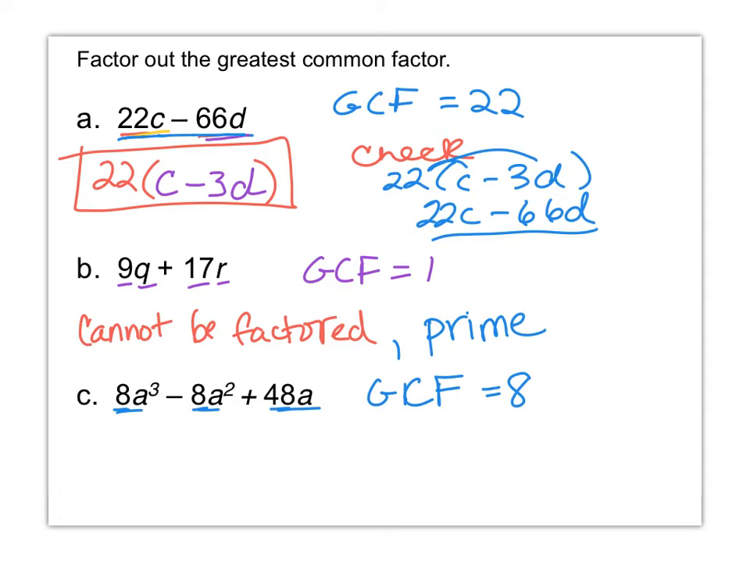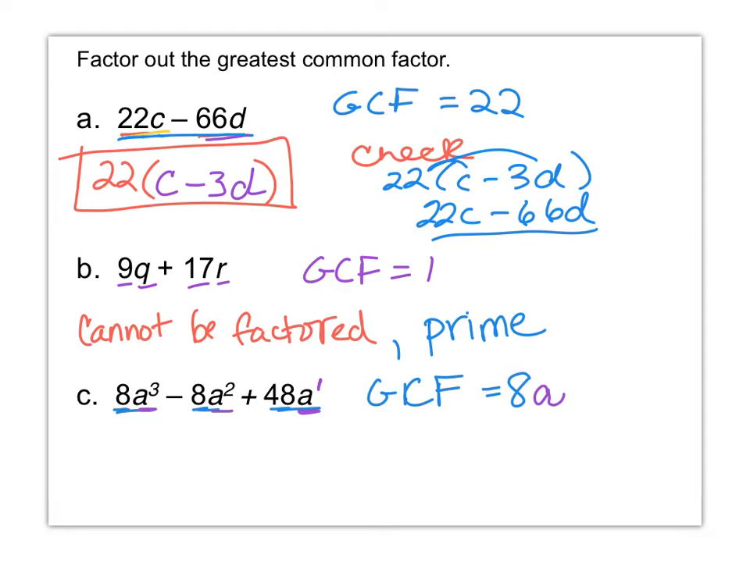Now also notice that they all have the same variable, in fact, a cubed, a squared, and a. They all have a common factor of a. When your greatest common factor includes a variable, it's always the variable with the smallest exponent. So our last term has an a term, and that's a to the first power. So whatever the smallest exponent is, that's going to be part of your greatest common factor as long as all of the terms contain that variable.